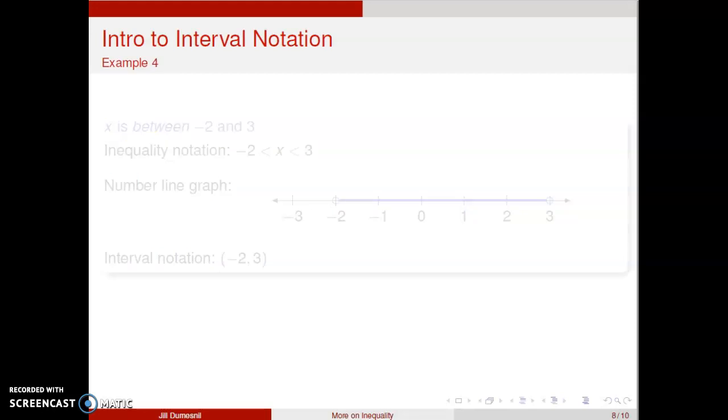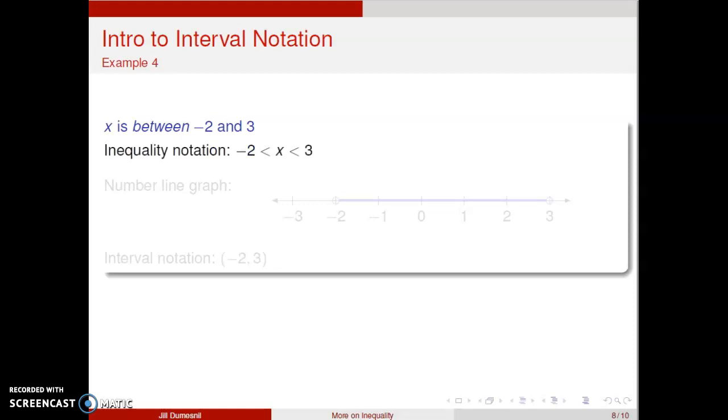Now let's consider some examples where the solution set is bounded and does not continue indefinitely on the number line. Consider the statement that x is between negative 2 and 3. Recall that the word between usually means strictly between the two values. Therefore, we use the strict inequality, negative 2 less than x less than 3, to represent this statement.